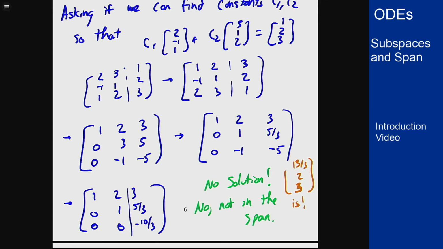So that's the idea of spans and subspaces, which are concepts from the language that we'll need to do more advanced problems in this area.